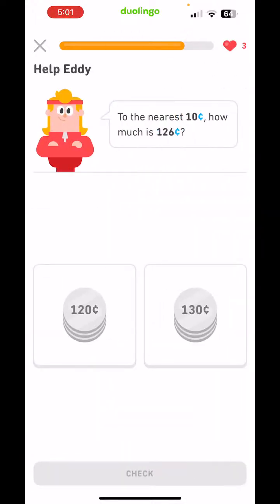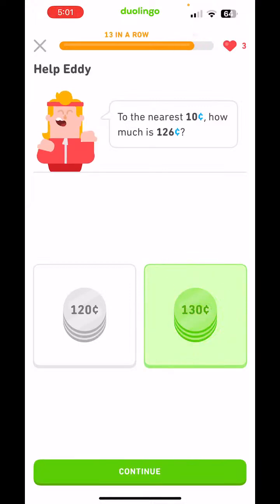To the nearest tenth, how much is 126? Okay, so we just kind of went through this. 126 to the nearest tenth would either be 120 or 130. So which exactly is it closest to? I believe that it's closer to 130 than 120. So let's see if that's the answer.